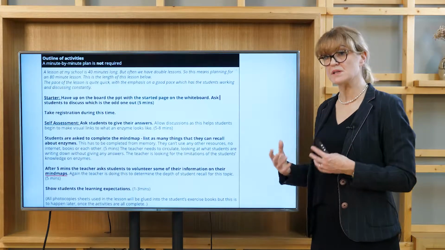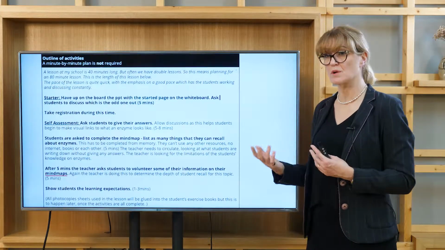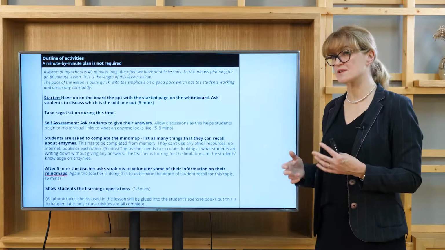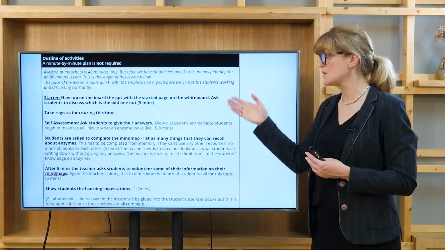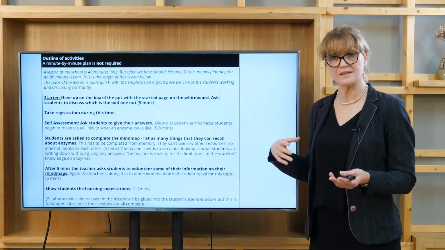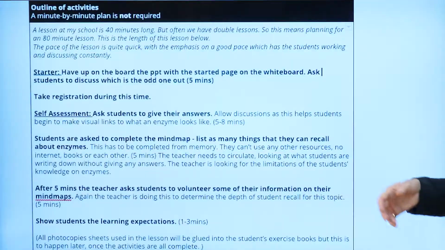Now, the pace of lessons is generally quite quick. No student should be sitting down thinking, what am I going to have for lunch, or what's happening outside the window. They will be really quite busy, and they're all working and discussing things constantly.